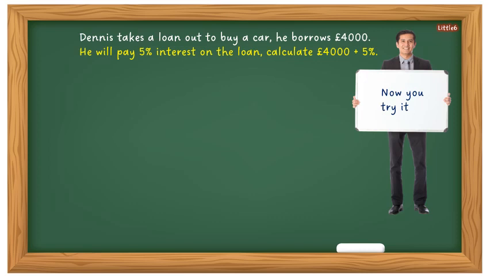So how did you do? Well, 10% of 4,000 is 400. Quick and easy. Half of that is 200, so 5% must be 200. You just add that to your initial amount of £4,000, and you can see the answer is 4,200. So if you got 4,200, well done.